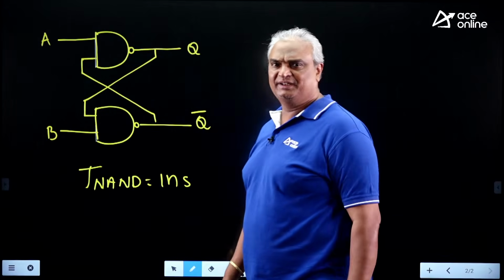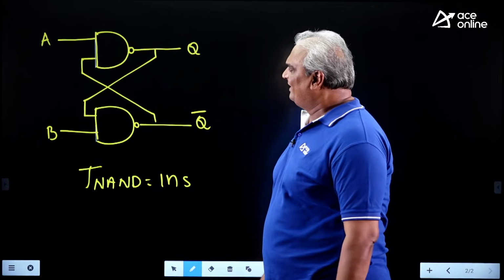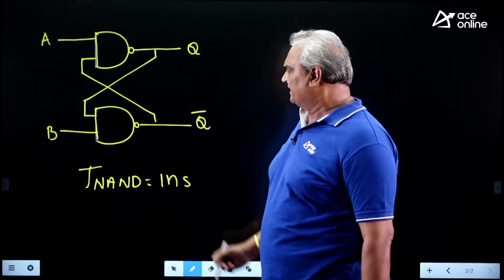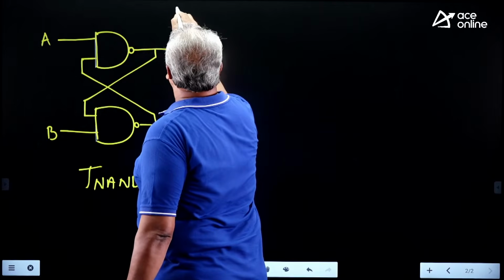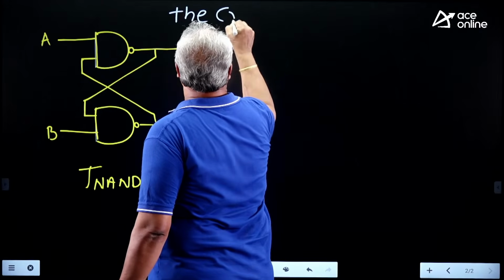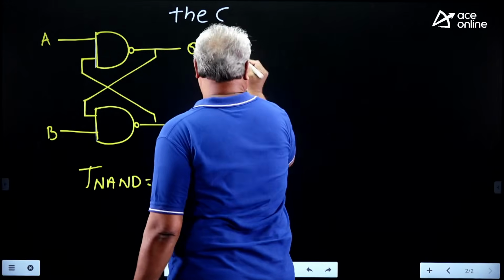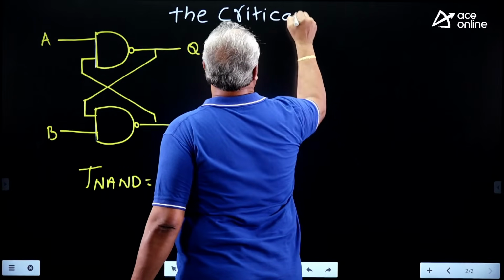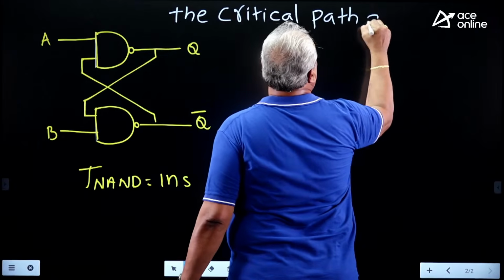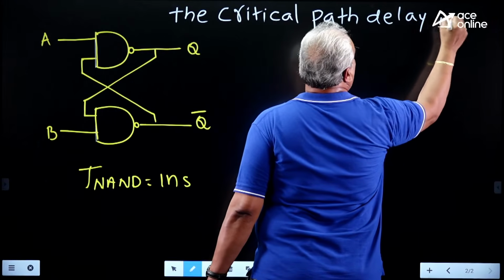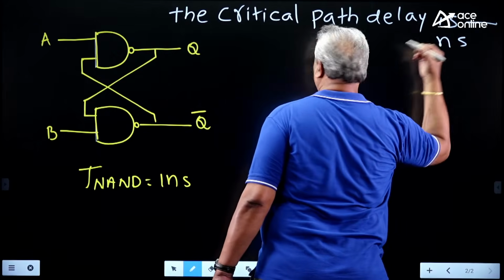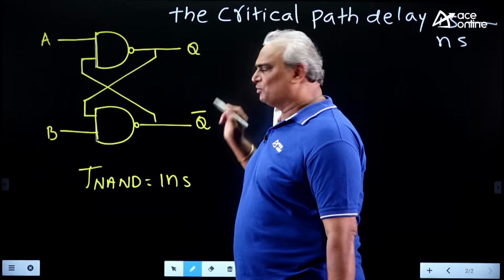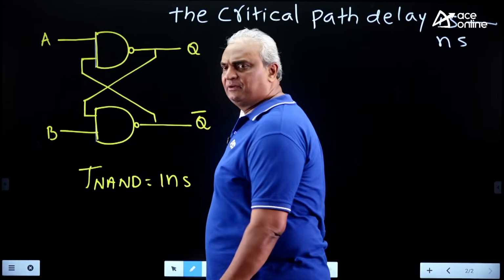Next. Watch the diagram carefully. In this, he mentioned each NAND gate delay is 1 nanosecond, and the question is: the critical path delay is dash nanosecond. It is nothing but a latch. Inputs are A and B. These are outputs. Each NAND gate delay is 1 nanosecond.